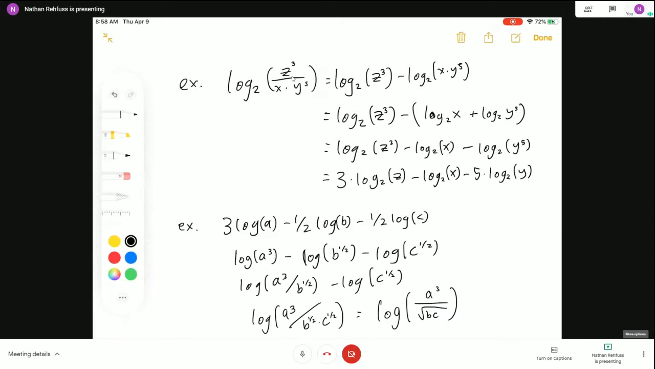So in the end, it's going to be a log of z with an exponent of 3. X was in the denominator, so the log of x will be negative. 5 was in the denominator with a power of 5, so I'll be subtracting 5 times the log base 2 of y, like so. Or over here, I say, A has a coefficient of positive 3, B and C have coefficients of negative 1. So I'm going to have an a cubed in the numerator, and I'm going to have a square root of b and a square root of c in the denominator.